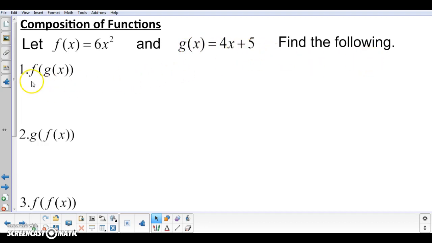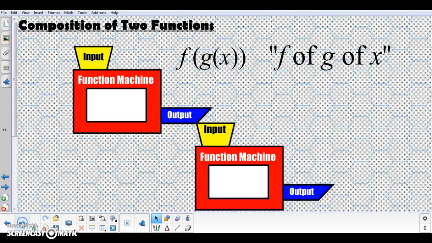And all of a sudden we see this crazy symbol show up. We've got the f of g of x is how you say that. And the second one, we want the g of f of x, and finally the f of f of x. To help understand that notation, I want to look at a little diagram that I've made.